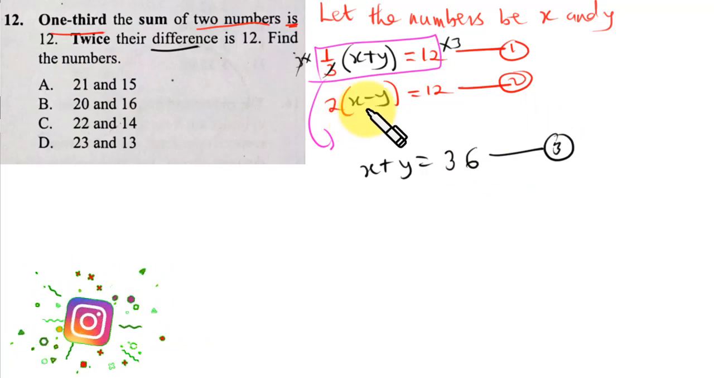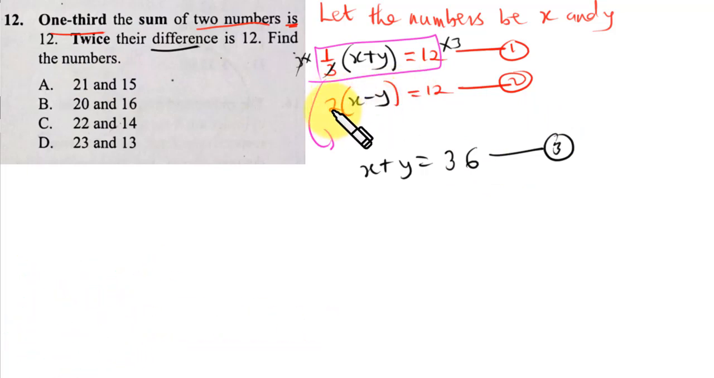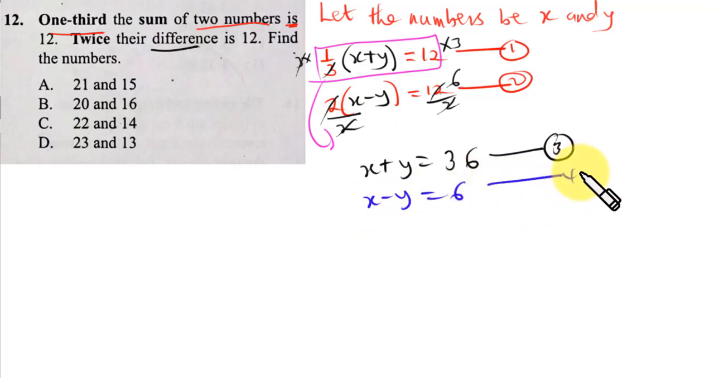And from here too, I want to get rid of this 2. I don't want to do expansion because I can see that 2 can divide 12. So I will divide here by 2 and divide here by 2. So 6 and 2 cancel that. So I'll be left with x minus y equals 6. Let me call this equation 4. As simple as that. So, I can solve for x and y simultaneously if you want.